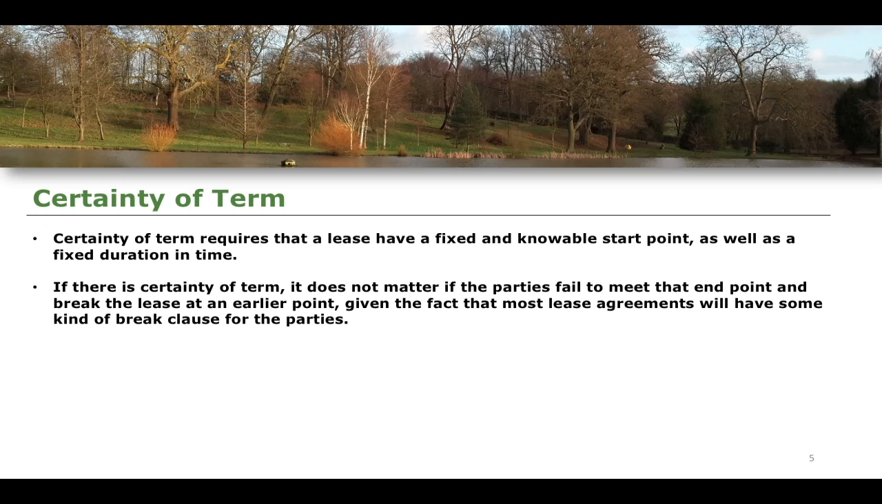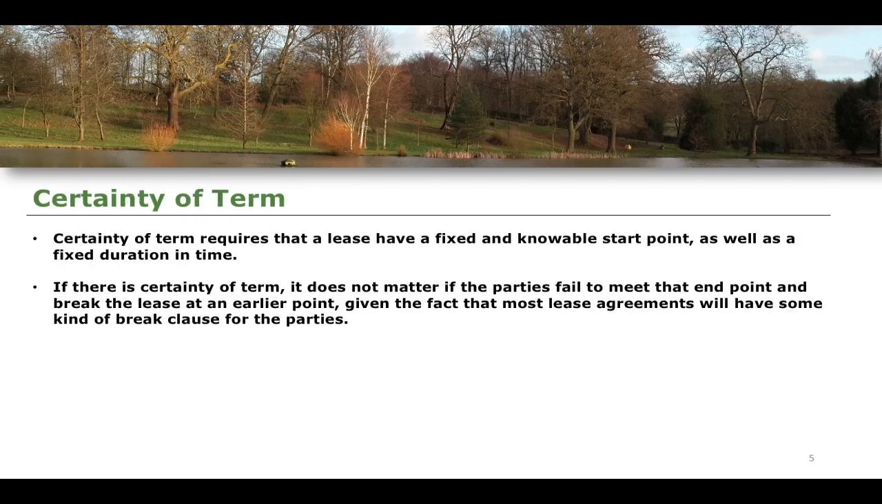All that it needs is a distinct and clear starting point, often a date, and a distinct and clear duration in time. Now, given that most lease agreements will have some kind of break clause for the parties, it would not make sense for this duration of time to have elapsed in order for there to have been a leasehold in the first place. We will get to in future lessons the nature of certainty of term and the ways in which leases seem to try and bend as much as possible the rule relating to certainty of term when you talk about things like periodic tenancies.